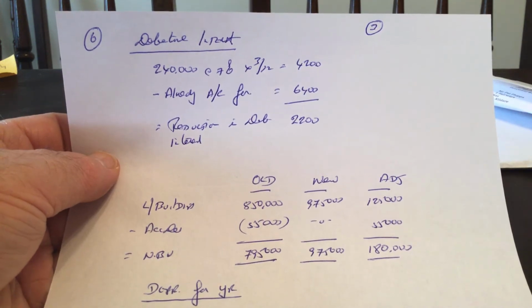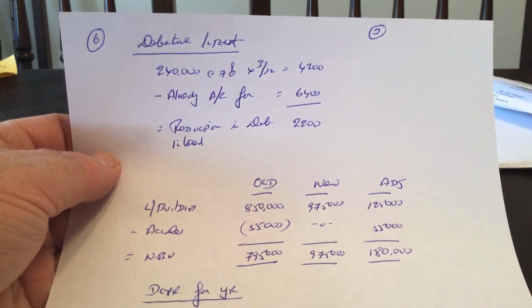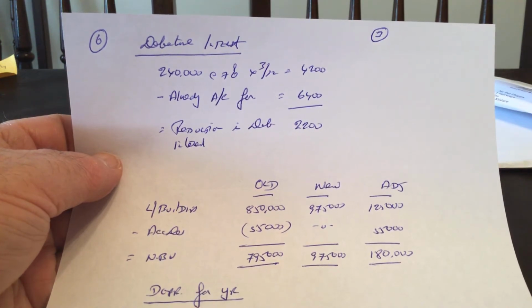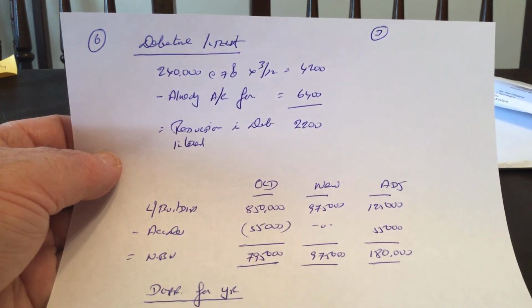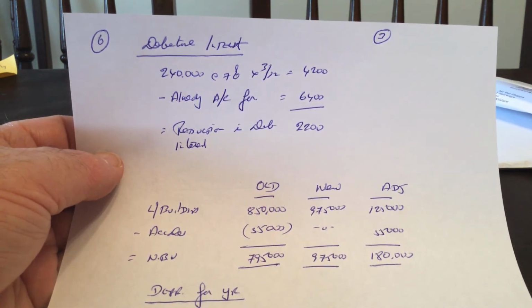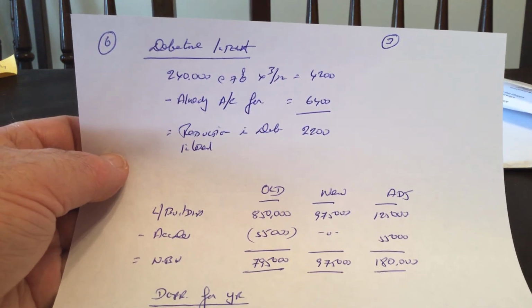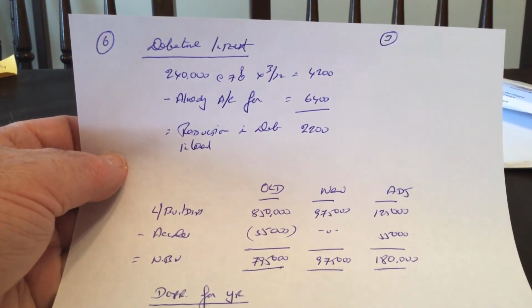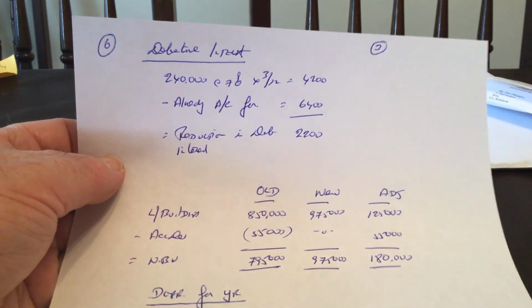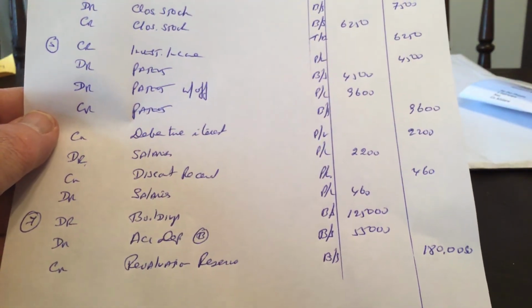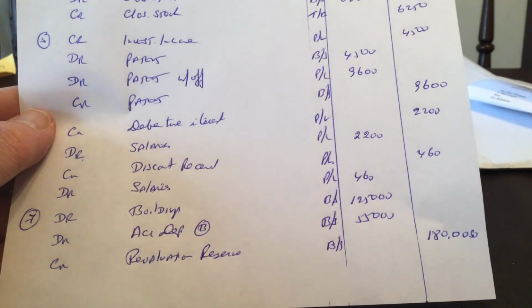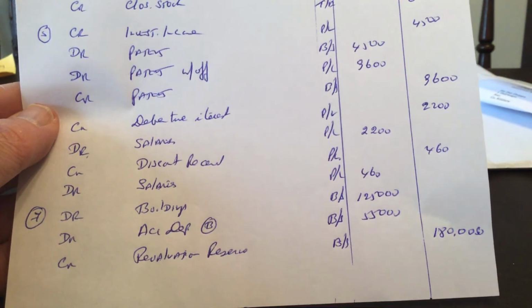The debenture for the first 3 months was 240,000 at 7% multiplied by 3 over 12, which is 4,200. And the 4,200 minus already accounted for was 6,400. So in the accounts we have 6,400 and we want to reduce it to bring it back to 4,200. So there's a reduction in debenture interest. And the adjustment for that is as follows. Credit debenture interest in the P&L 2,200, debit salaries and general expenses 2,200 in the profit and loss account.